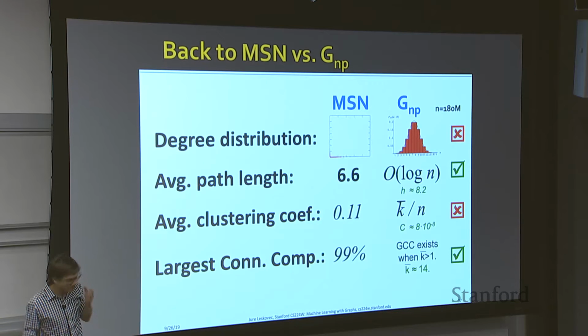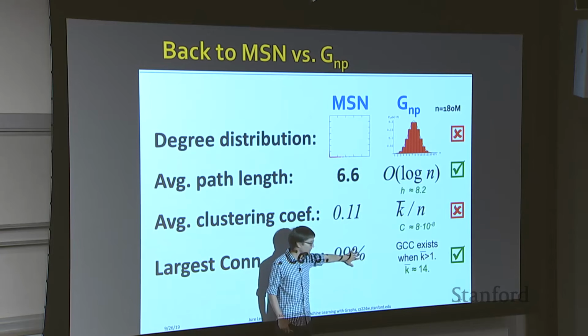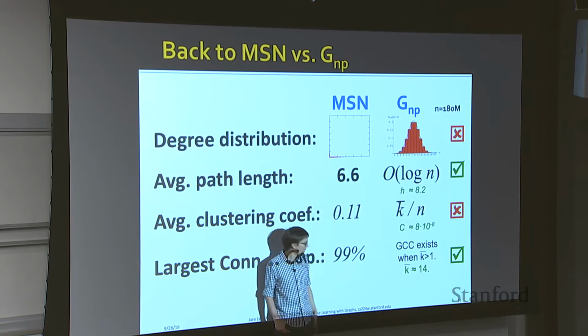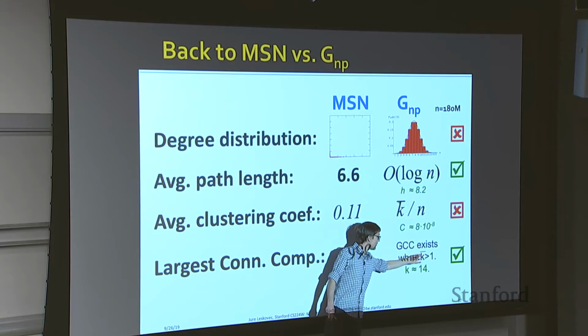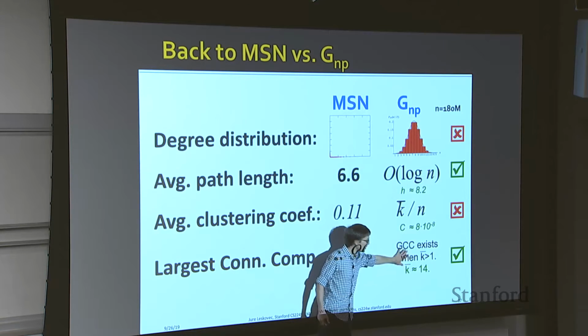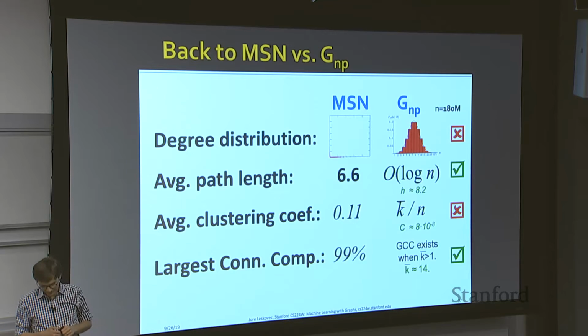And then in terms of the connected components, we said 99.9% of the nodes are in the largest connected component. What I showed you a few slides ago is that this large connected component will exist when average degree is greater than 1. Our average degree is around 14. So in a random graph, the largest connected component will exist as well.